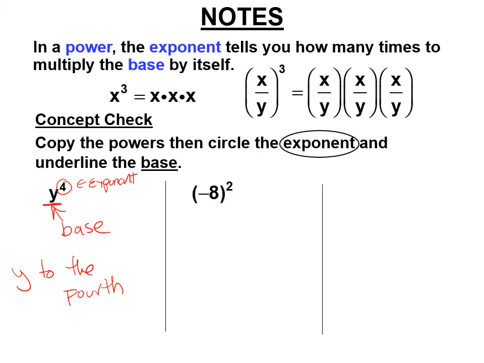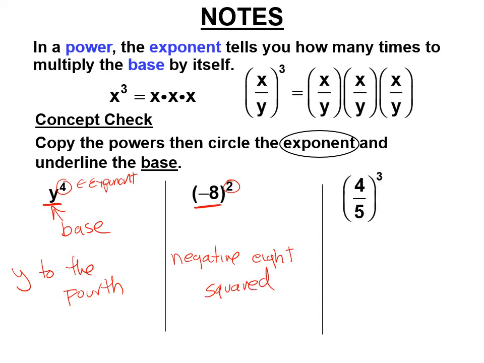All right, so what is the exponent there? The exponent is 2. We're circling that. What is the base? -8. And you would say this as negative 8 squared. And those parentheses are absolutely necessary, and we're going to talk more about that. Same thing here. The exponent is the 3. The base is the fraction 4/5. And this is 4/5 cubed. So when you have a negative base and a fraction base, you're going to put parentheses around them.